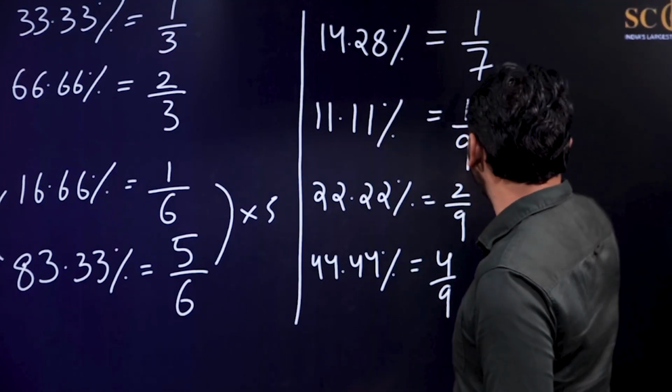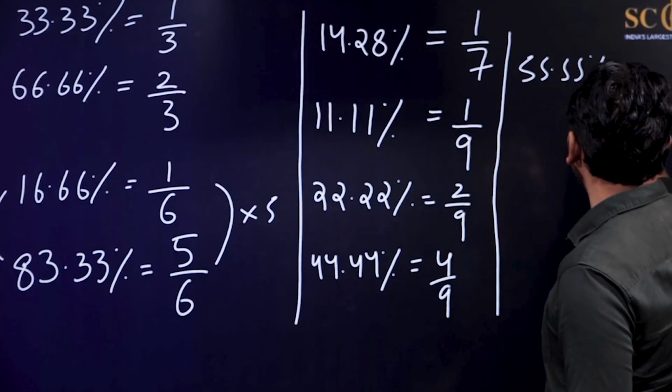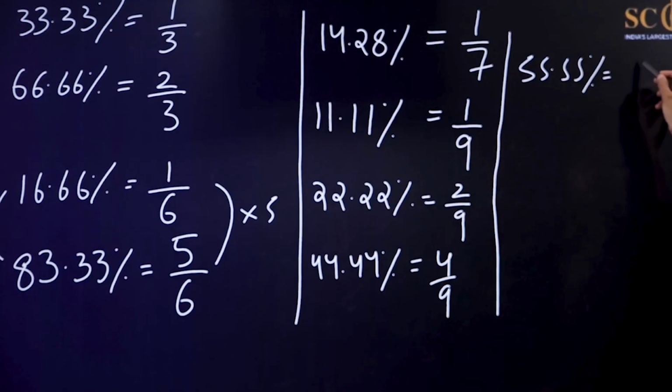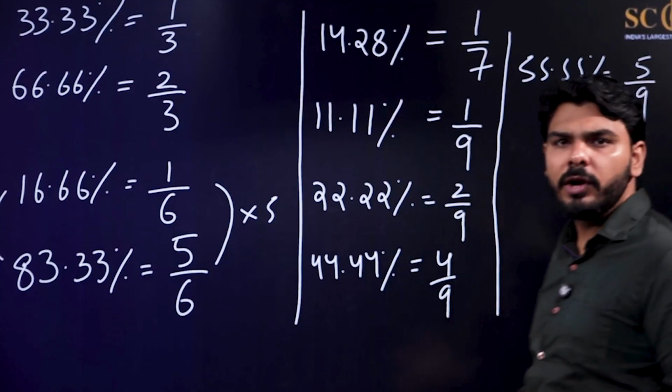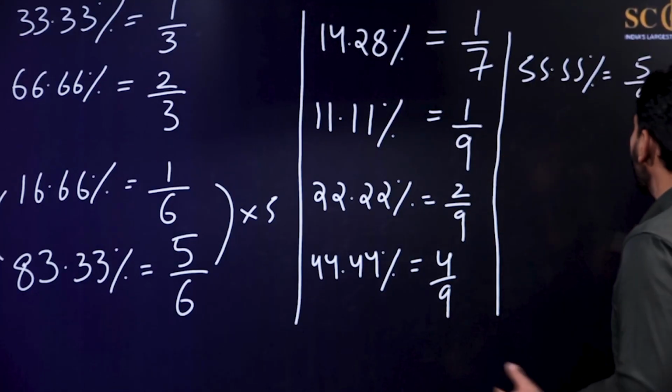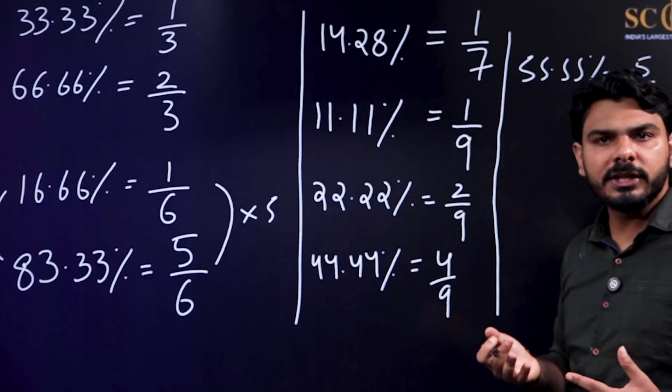And what is 55.55%? You will just multiply 5 on both the sides. You will get 5 by 9. And similarly, 66.66%, you already know it is 2 by 3. There is no need to write it down. You can get 6 by 9. It can be converted into lowest fraction, that is 2 by 3.